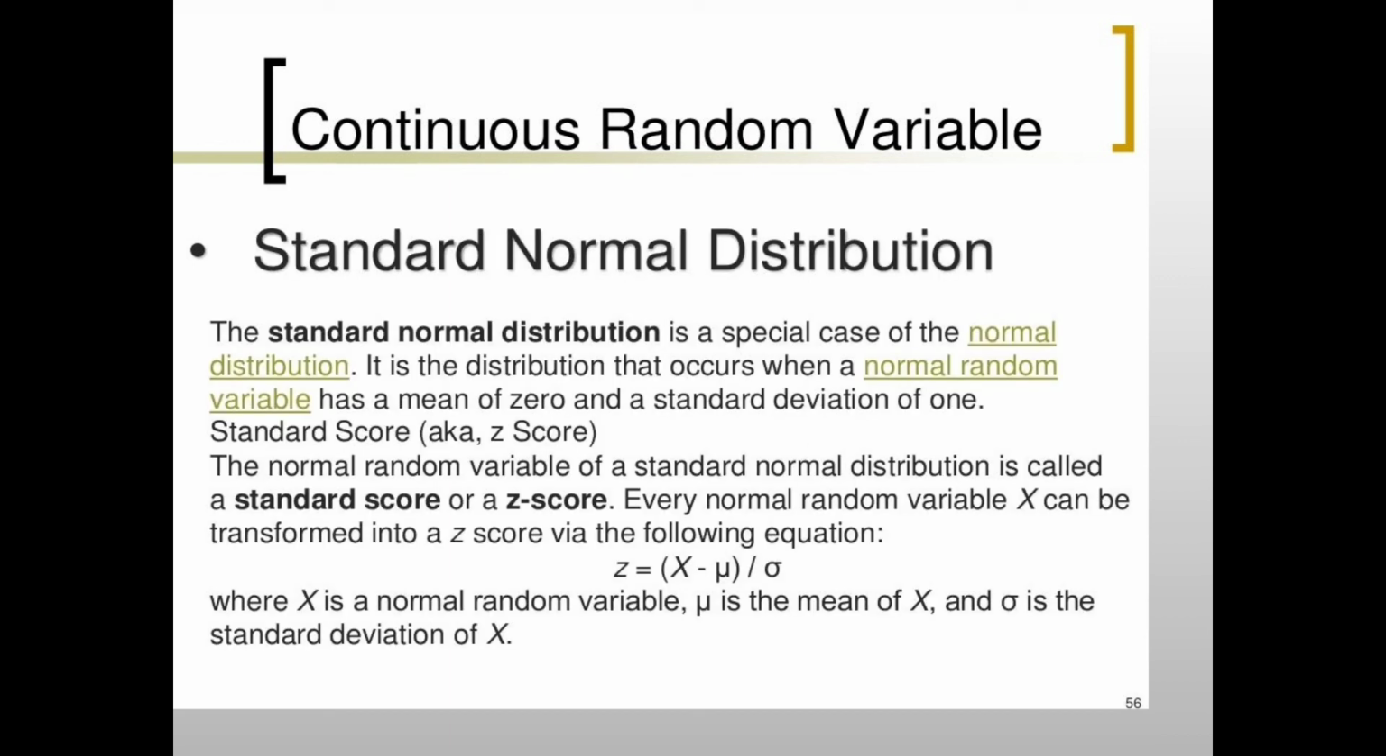Standard normal distribution. The standard normal distribution is a special case of the normal distribution. It is a distribution that occurs when a normal random variable has a mean of 0 and a standard deviation of 1. The normal random variable of a standard normal distribution is called a standard score or a z-score. Every normal random variable x can be transformed into a z-score via the following equation, where x is the normal random variable, mu is the mean of x, and sigma is the standard deviation of x.